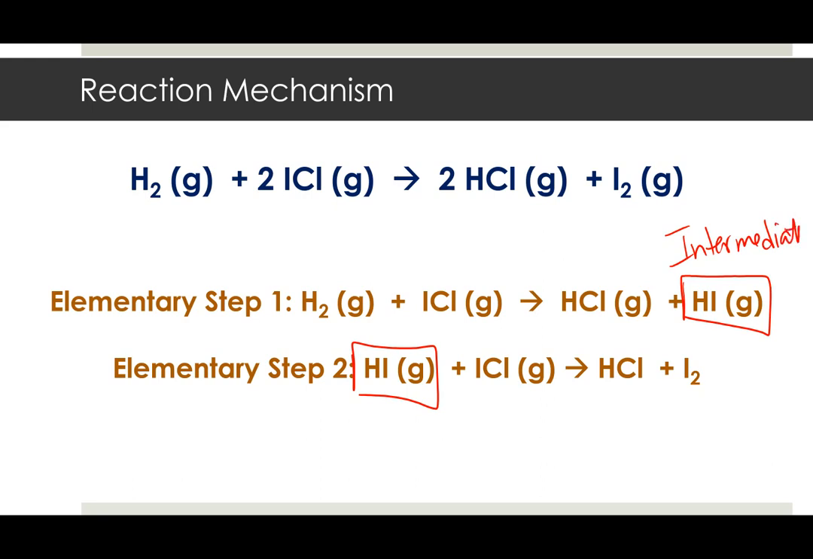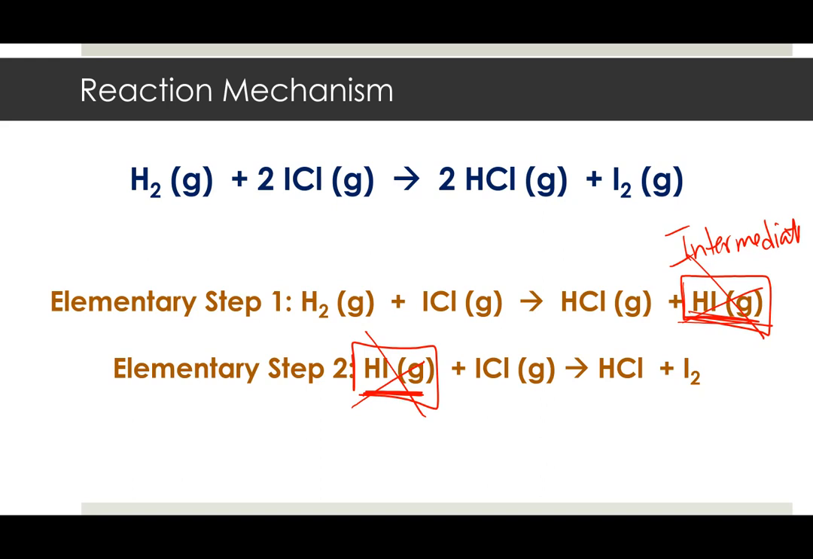So an intermediate is something that is produced in one step. So we produce it here in step one, and then immediately consumed in the next step or a later step. Okay, so we start to pile up this hydroiodic acid, and then immediately that hydroiodic acid starts to react. And so we produce it, then we consume it all at the same time. We also will not see intermediates in our overall reaction. So if we produce it and then immediately use it, we're not going to have any left over at the end, right? It's going to be used up during the reaction.